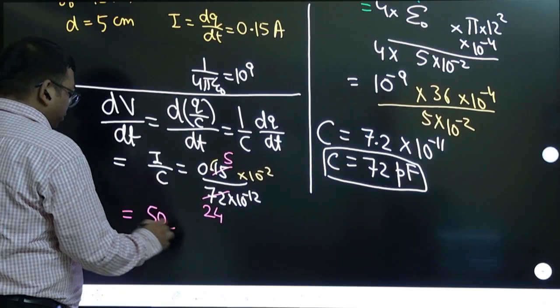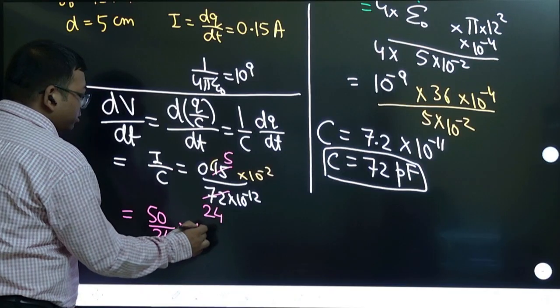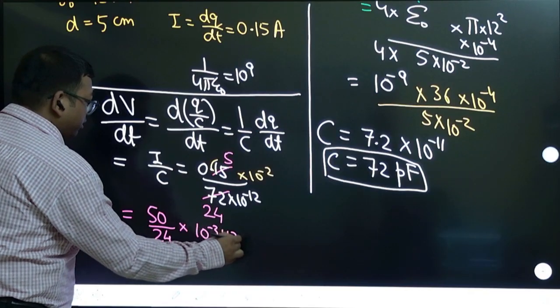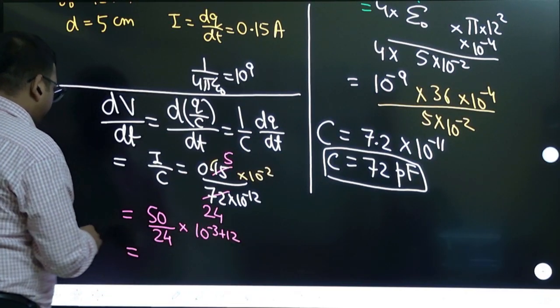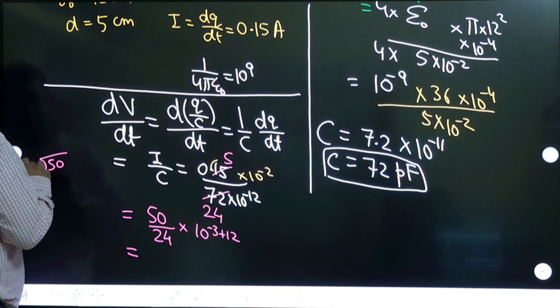Let us write 50 by 24. Okay, so extra addition I am doing. So 10 to the power minus 3 I have to write, 10 to the power minus 3 plus 12 I have to write. Calculate quickly. 50 by 24 is how much? Quickly we can calculate, 50 by 24.